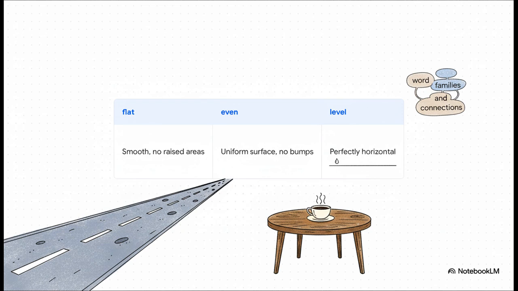This slide is fantastic for showing how specific you can be. A road can be flat, meaning it's not on a hill, and it can also be even, meaning there are no potholes. But a table needs to be level, perfectly horizontal, so your drink doesn't slide right off. They're related, but they're not the same. A bumpy road can still be totally level.